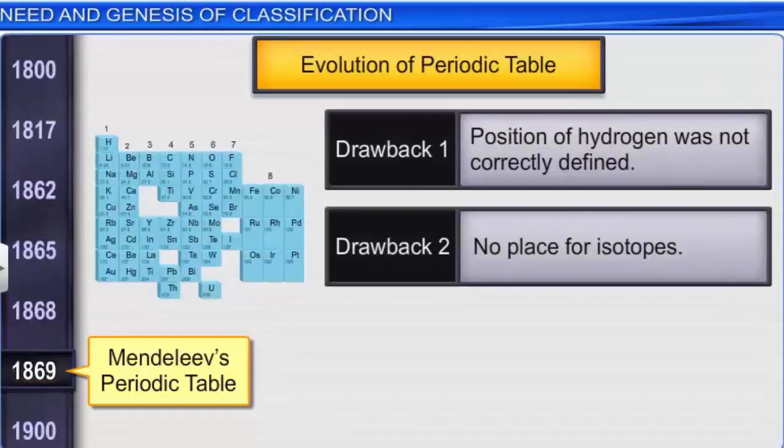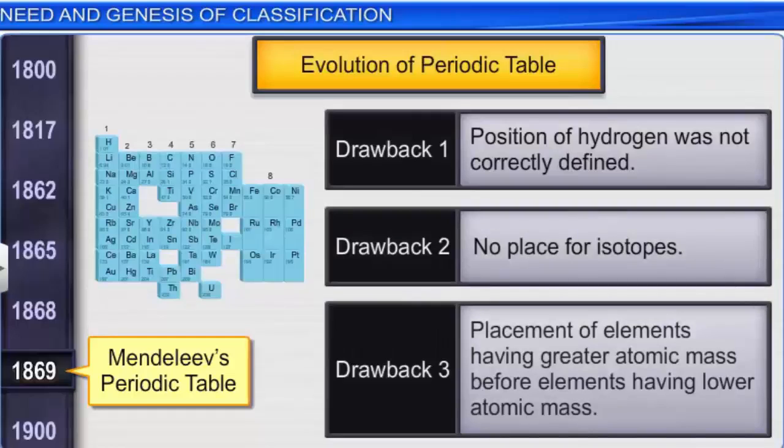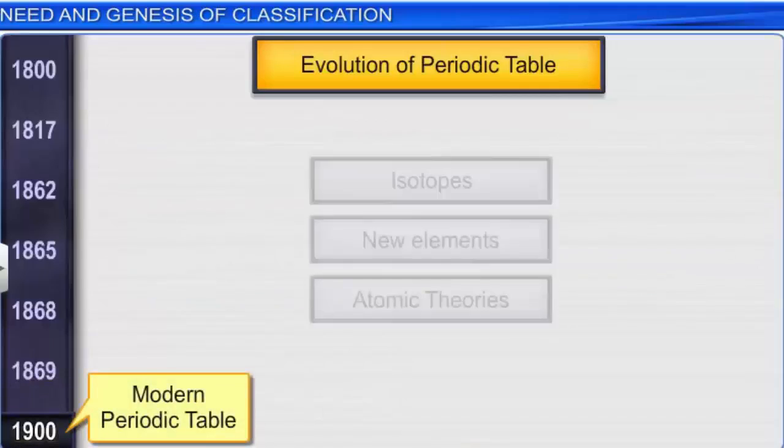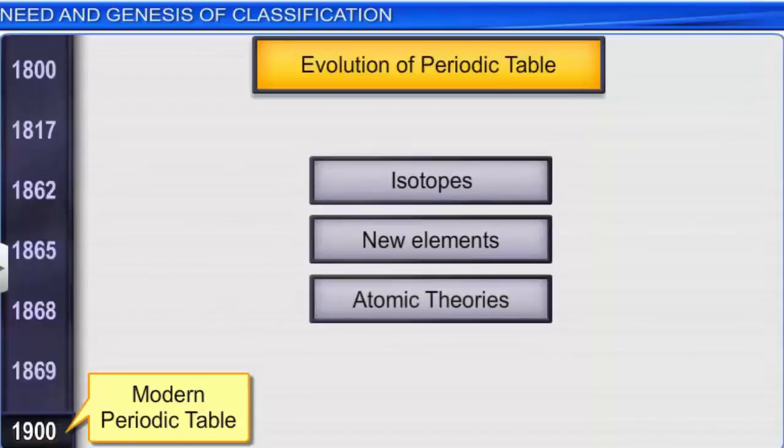These anomalies were: 1. The position of hydrogen was not correctly defined. 2. There was no place for isotopes of elements in his periodic table. 3. The placement of elements having greater atomic mass before elements having lower atomic mass could not be logically explained. In the early 1900s, discovery of newer elements, isotopes, and the development of atomic theories paved way for the development of the modern periodic table.